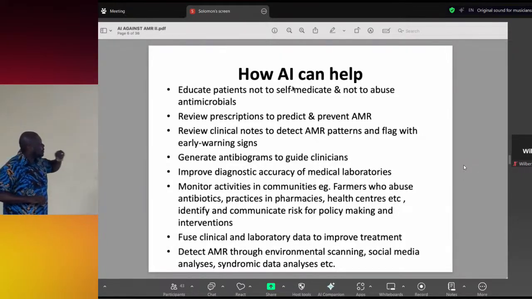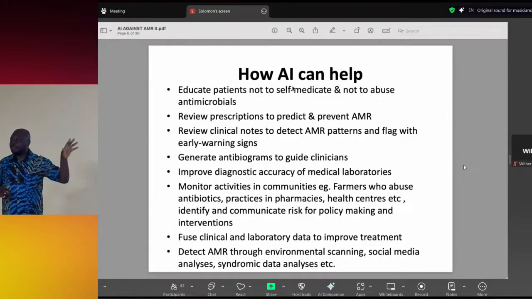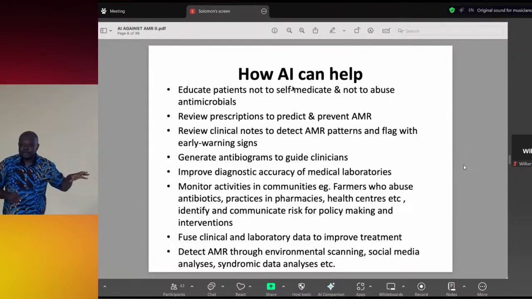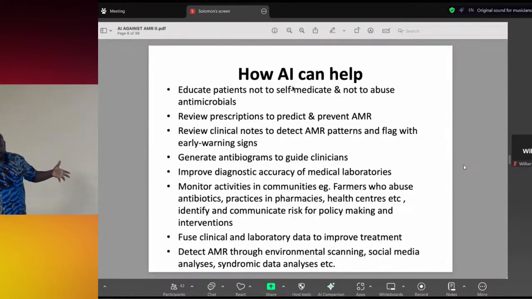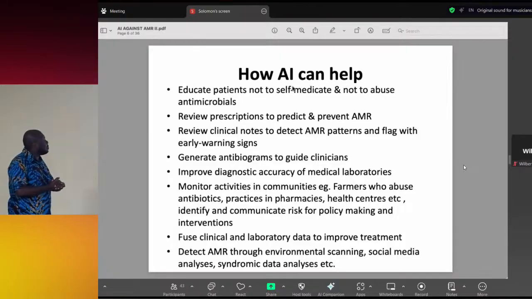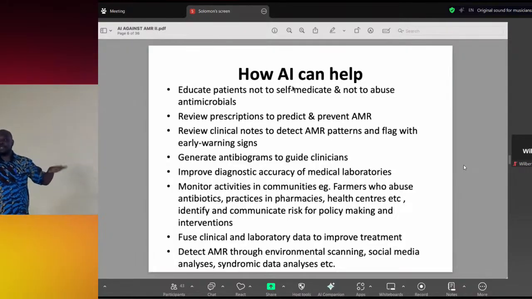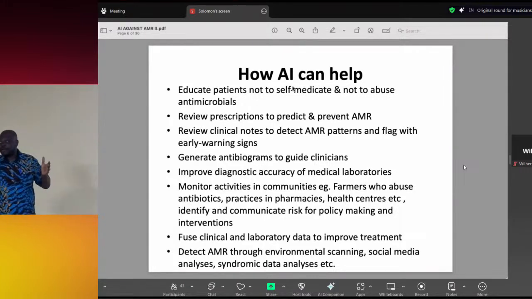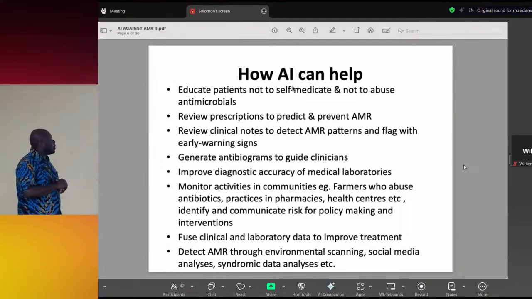We can monitor activities in communities. For example, some farmers notoriously feed poultry with antibiotics, in particular tetracycline, because they believe it makes them grow fat. And as a result of that, they breed resistance. The bacteria become resistant to tetracycline because we've used it so widely, and the bacteria population has evolved mechanisms to escape its effectiveness. So when we have smart cameras around monitoring the environment, they could pick up some of these things.